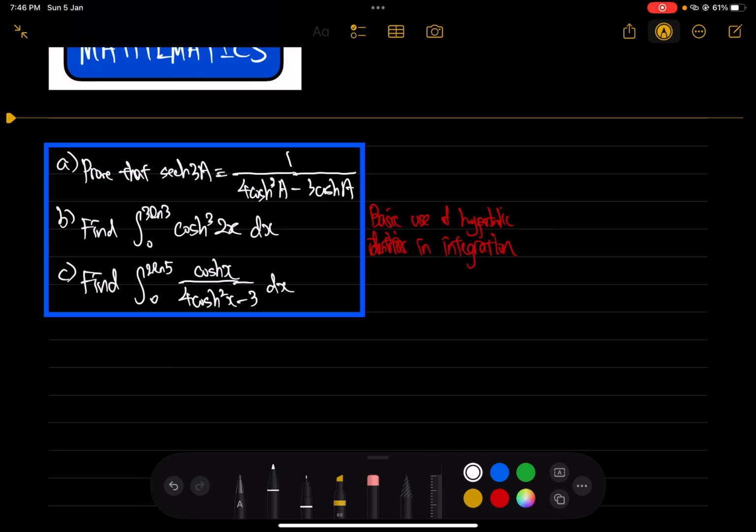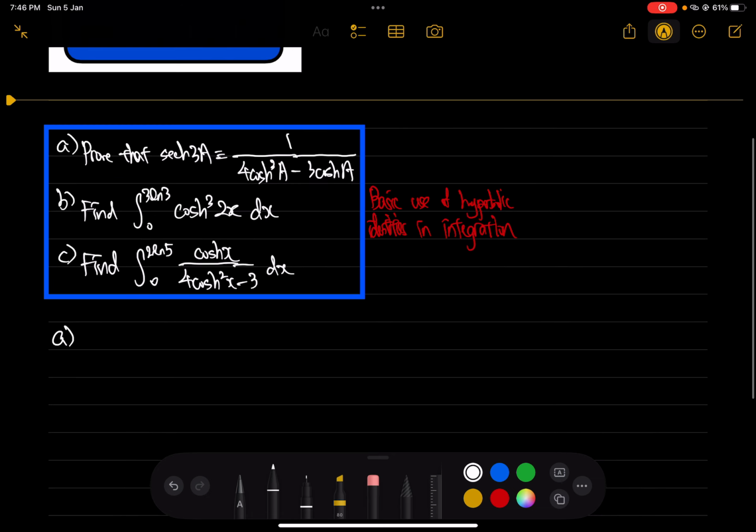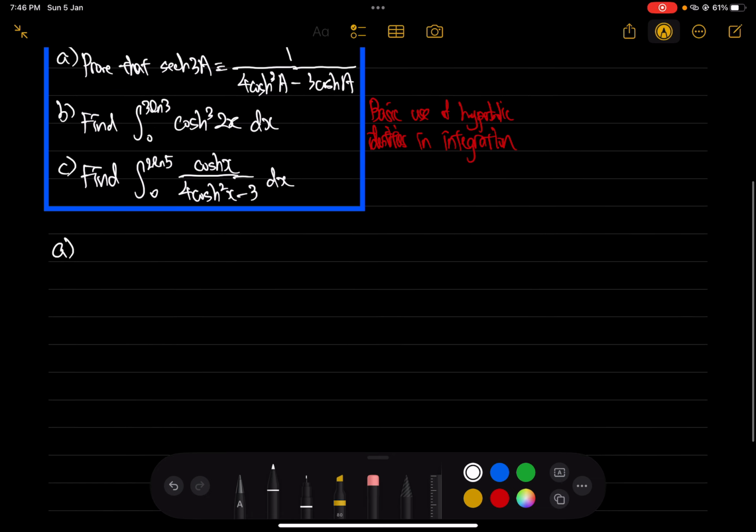Okay, so this one is on hyperbolic functions and its applications in integration. And this one's really basic, but I do have to explain basic things sometimes. So part A is really straightforward, obviously, because all we have to do is use identities. Oops, that should be a plus, by the way.